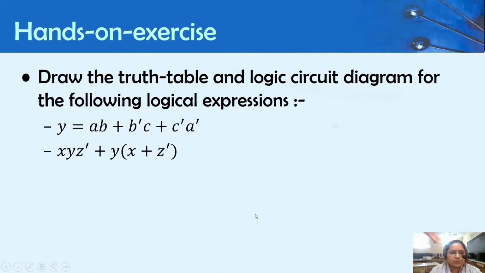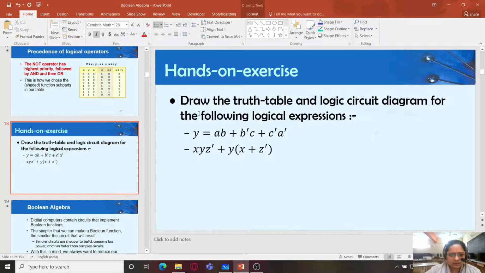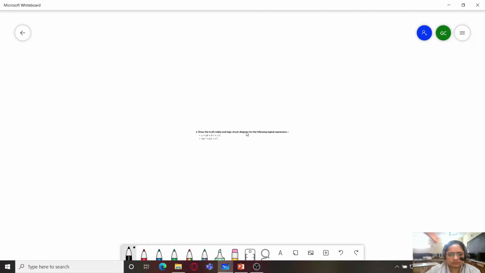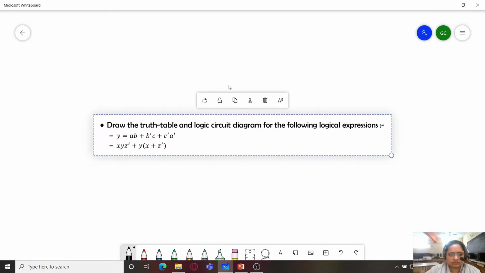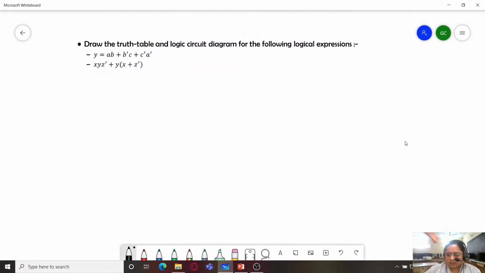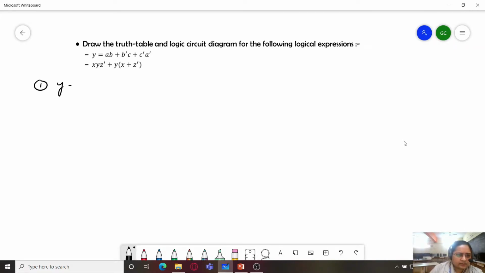So we will be first doing this. Draw the truth table and logic circuit diagram for the following logical expressions. So let's move on to today's class. First of all, I will copy this question. Now the first question is y equals AB plus B dash C plus C dash A.